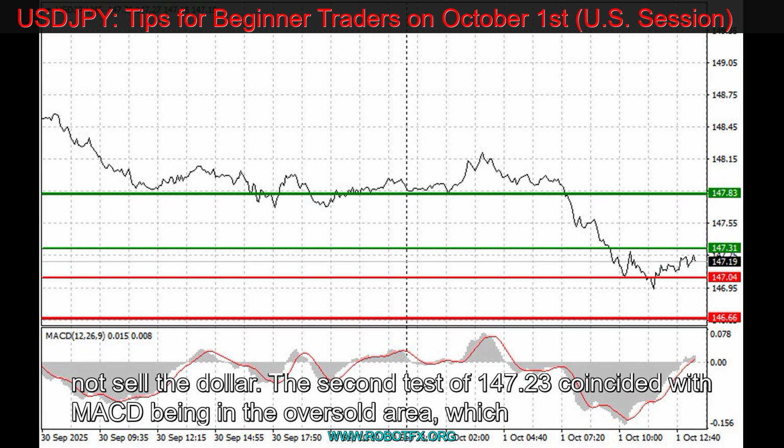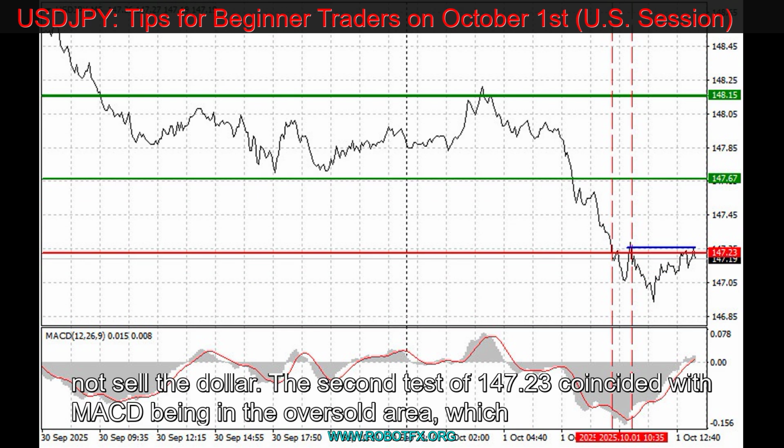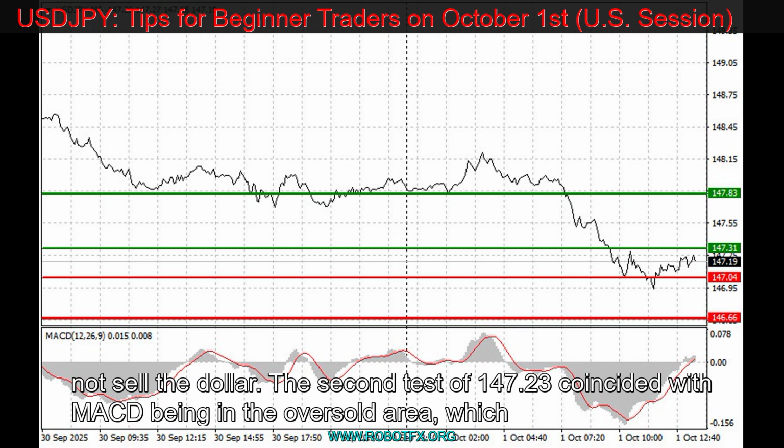The second test of 147.23 coincided with MACD being in the oversold area, which triggered scenario 2 for buying the dollar, but the pair did not actually manage to grow afterward.